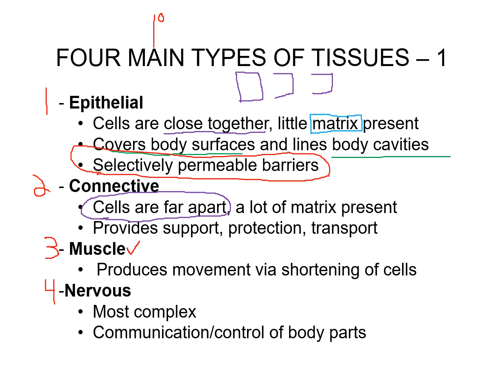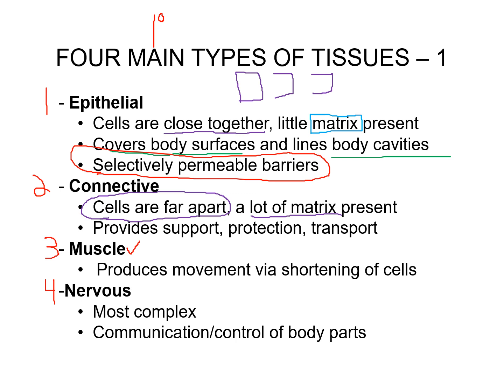And because we have a lot of space between these cells, because they're not holding hands, there's a lot of matrix between them. So it's flip-flopped. Epithelial was really close, so there wasn't a lot of matrix. Connective, they're far apart, so there is a lot of matrix. And you can guess what connective tissue does. For the most part, it connects things, right?